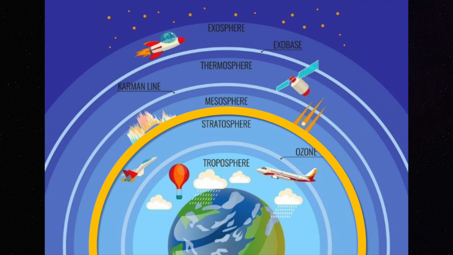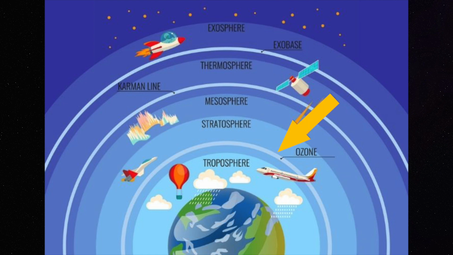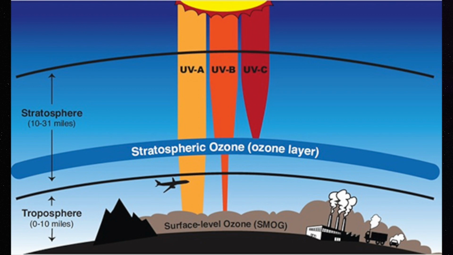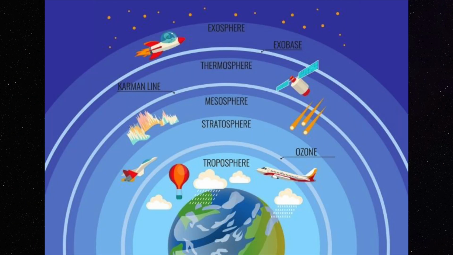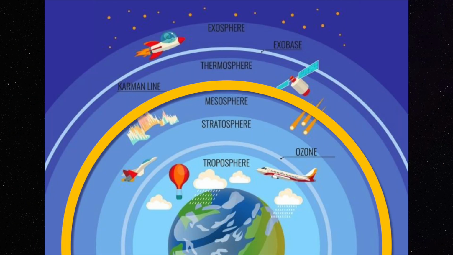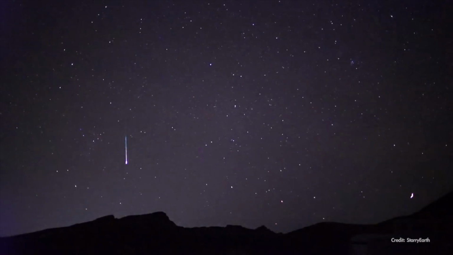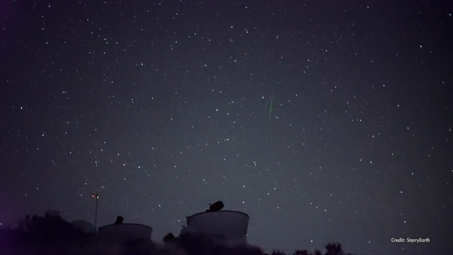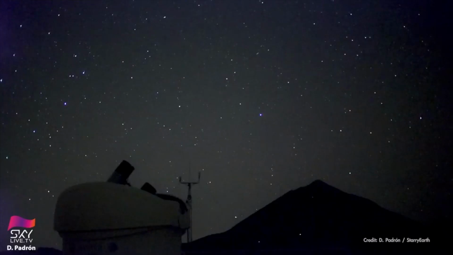The stratosphere contains the ozone layer. This high concentration of O3 molecules absorbs some of the incoming solar radiation, shielding life on Earth from harmful ultraviolet light. Above that is the mesosphere, which reaches 85 kilometers or 53 miles high. This is the layer where meteors burn up, creating shooting stars.